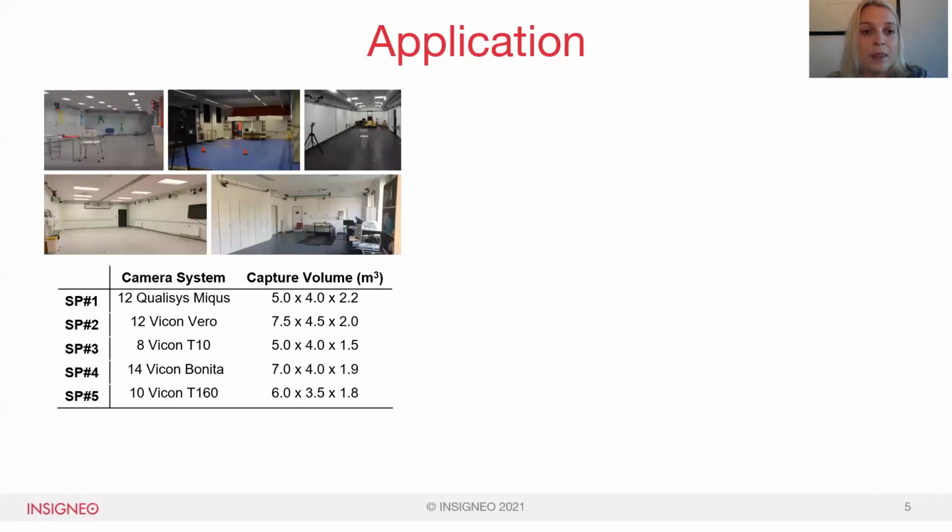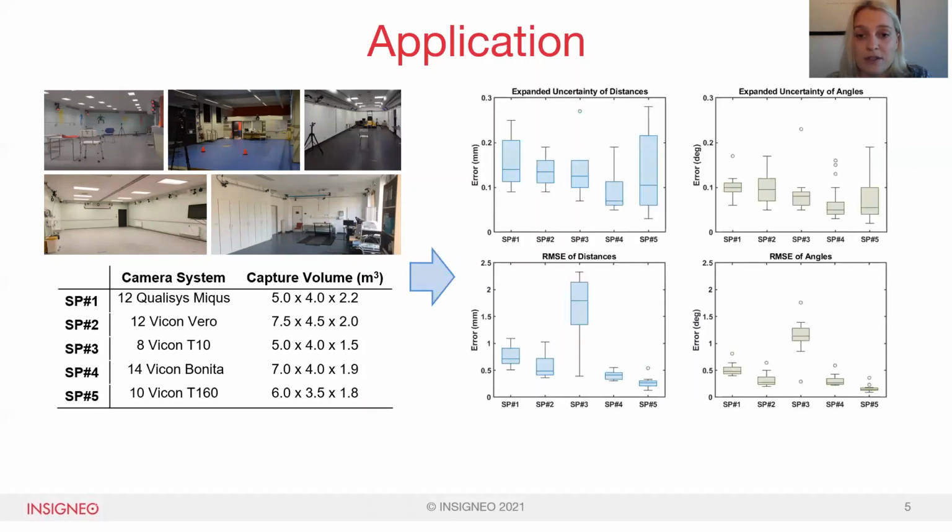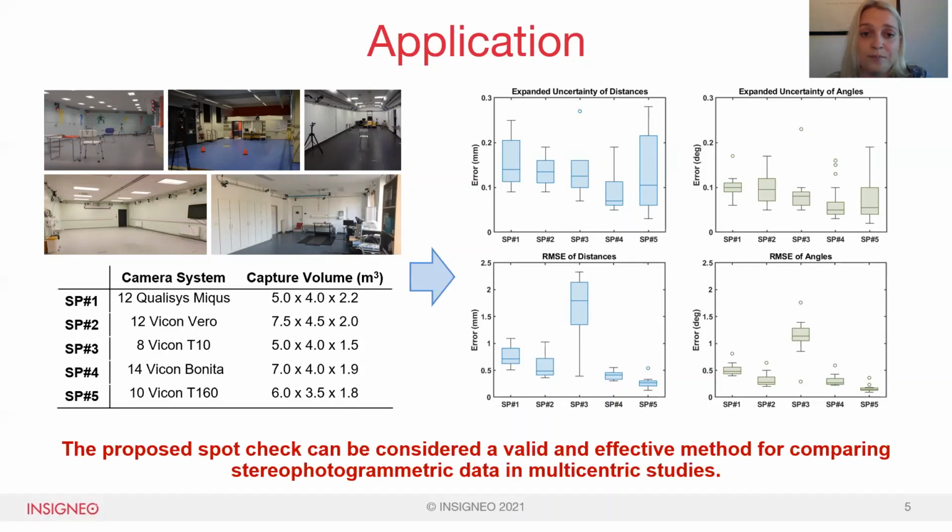After performing this validation, we then applied the spot check in a multicentric study. Using the 5 SP systems that I showed you in the first slide, we performed a spot check on 10 different days of data collection for each one. Based on the results that you can see here, you can see that the systematic error is easy to compare between the different systems, regardless of the system setup, the environment of the laboratory, and also of the manufacturer.